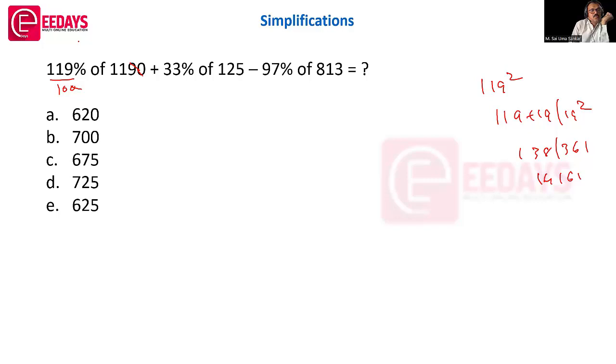So 14161, plus 33%. Approximately 1/3. 1/3 of 125, that is equal to 42, minus 97% of 813. 100% equal to 813 minus 3%. 1% equal to 8, 3% equals 24.